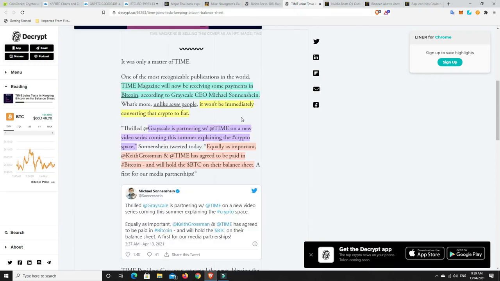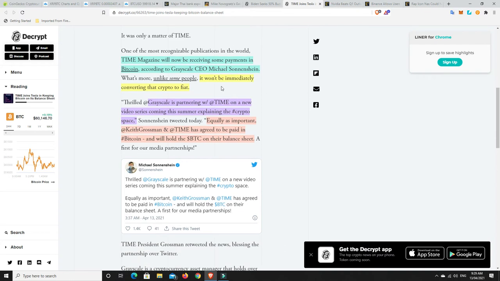All right, Time Magazine. They are now getting into Bitcoin. So Time Magazine will now be receiving some payments in Bitcoin. And this is according to the Grayscale CEO, Michael Sonnenheim. Hopefully I said that right. Now, it won't immediately be converting that crypto to fiat either. So this is very, very interesting.